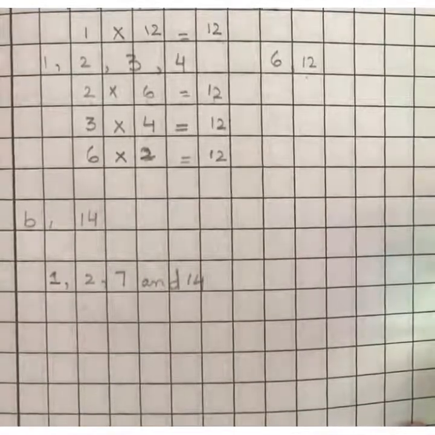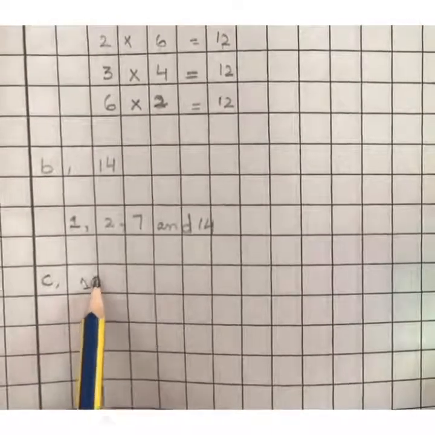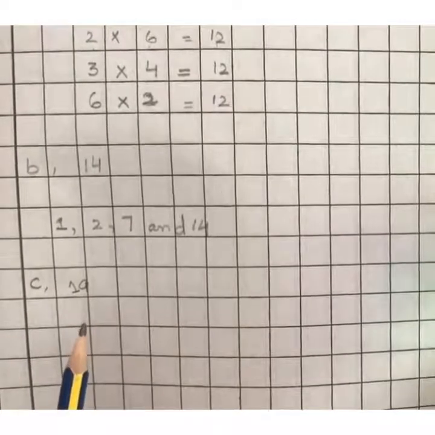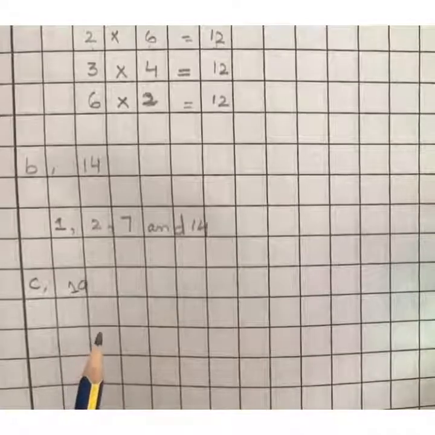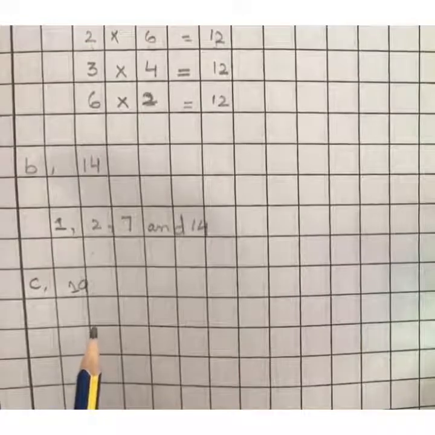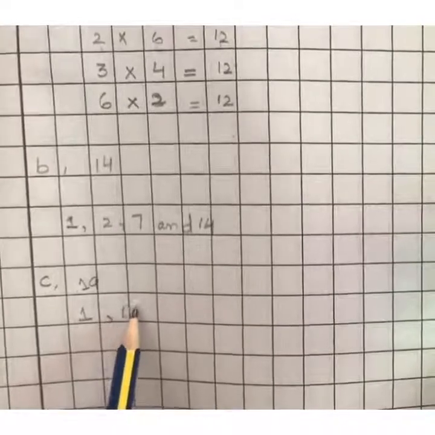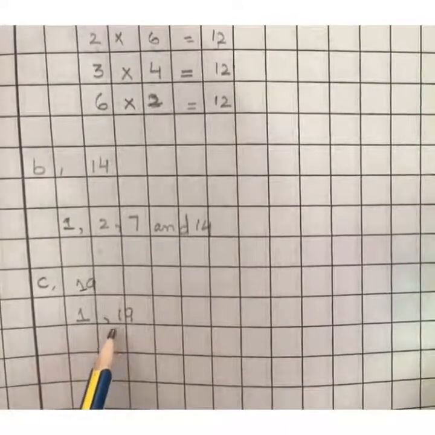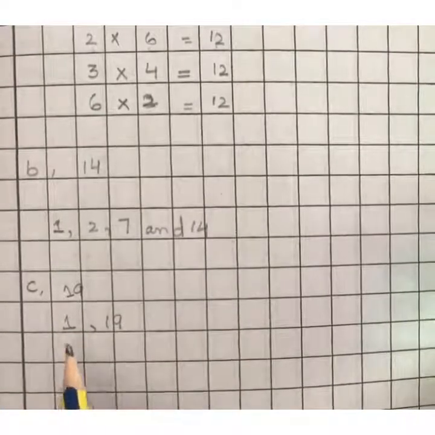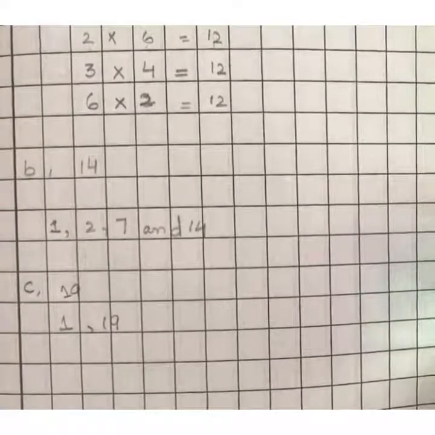Okay students, as you know, part C is 19, and 19 is a prime number. Prime numbers are those that come only in their own table and in the table of 1. So what are the factors of 19? Only 1 and 19, because 19 does not come in the tables of any others. So what are the factors of 19? 1 and 19.